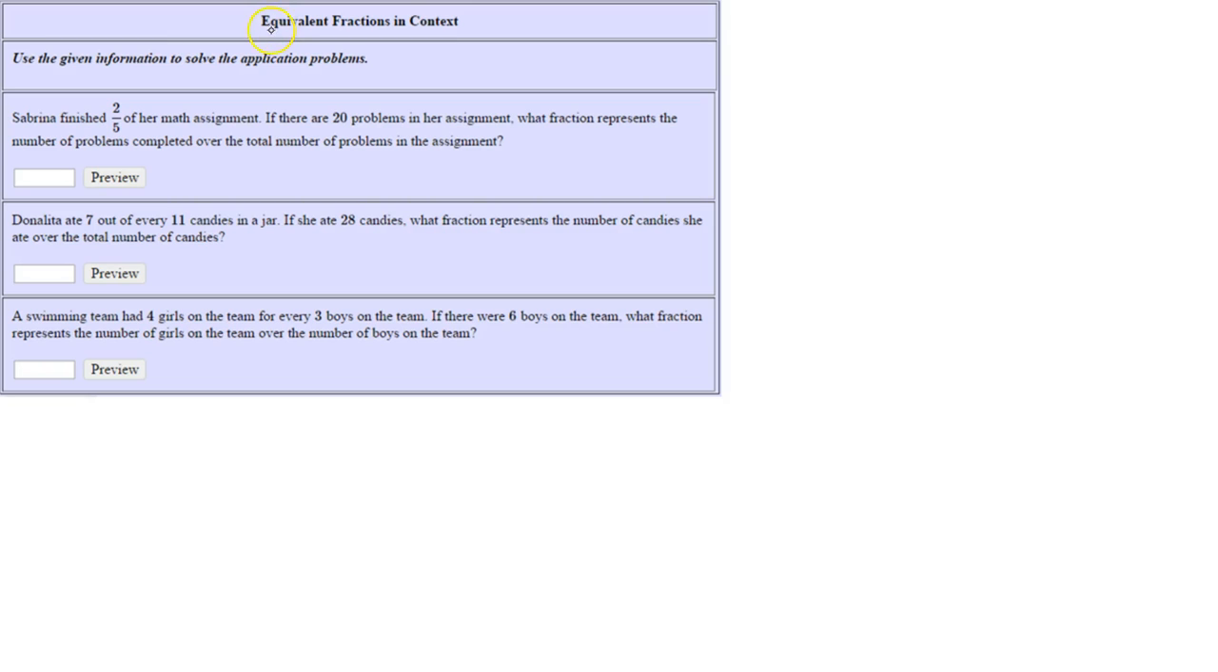In this homework problem, you're going to look at equivalent fractions in context. Use the given information to solve the application problems. So let's read the first question.